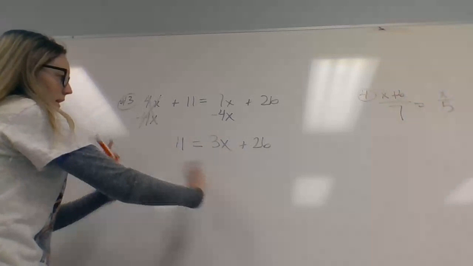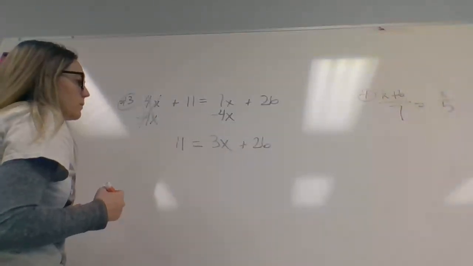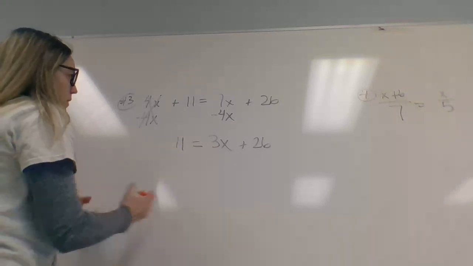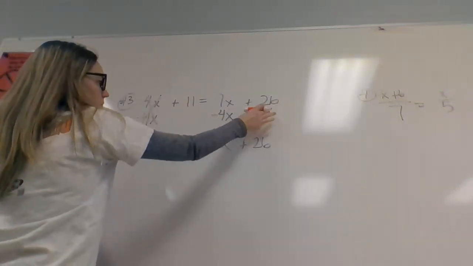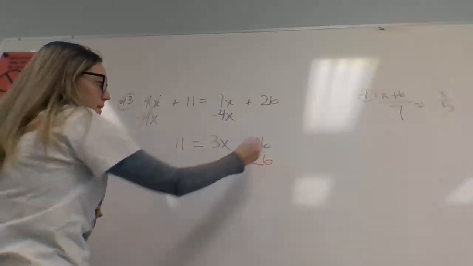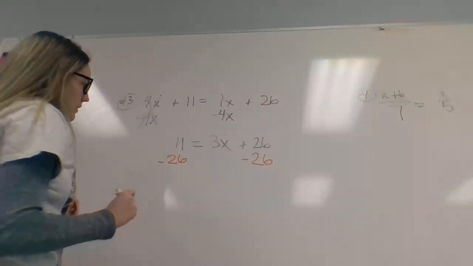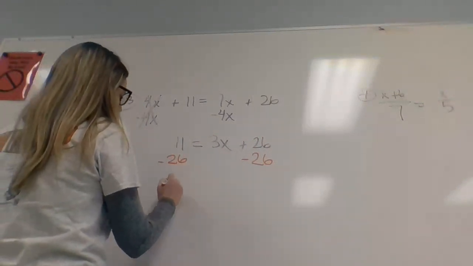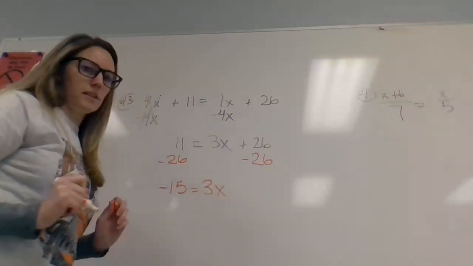So I moved my x's, I have that on one side. Now I need to move my naked numbers, quote unquote, so that they're all on one side. Because I started over on this side of the equation, I need to move to this side, which means I need to move this 26, and because it's being added, I need to subtract it. So 11 minus 26 is going to give me a negative 15 equals 3x.